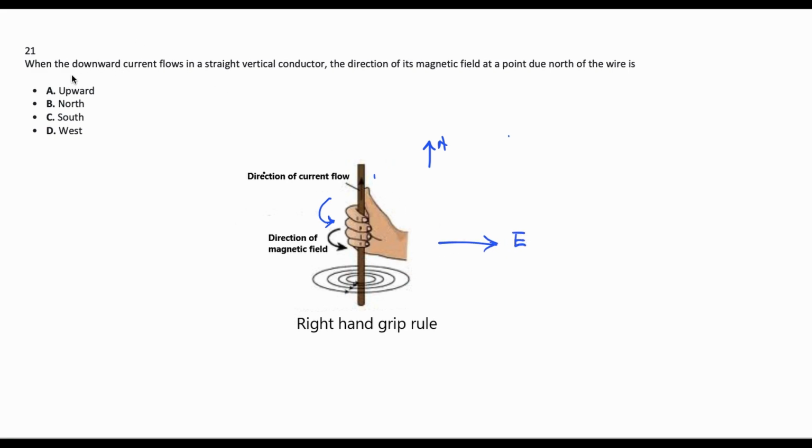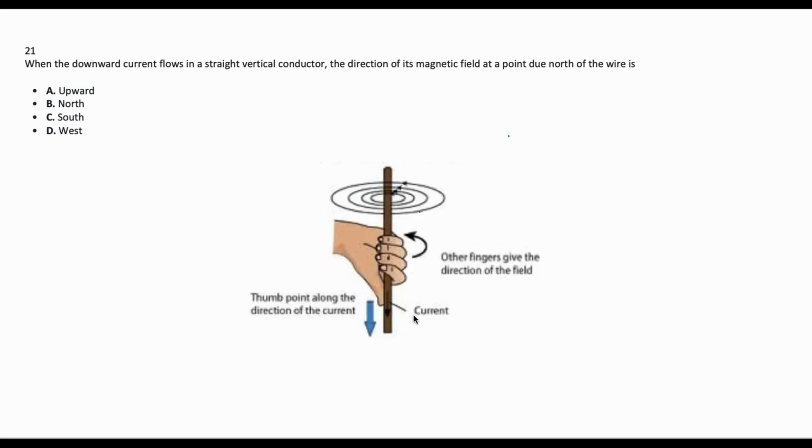But the question says the current is flowing downwards. So let's invert this picture and see what we get. Inverting this picture shows us a case where the current is flowing downwards, as you can see here. So if the current is flowing downwards, the magnetic field is going to flow in this direction, which we can see is west. So our answer here is D.